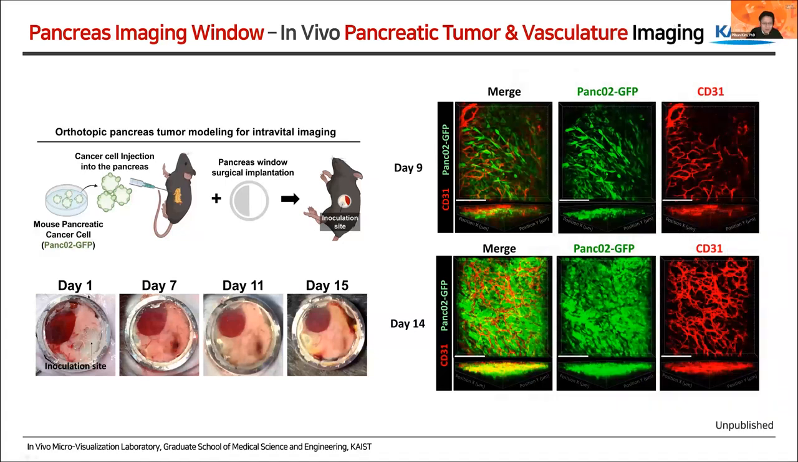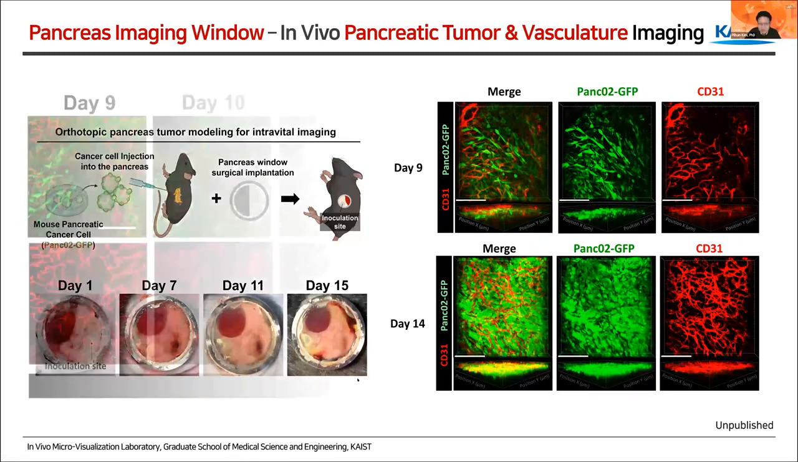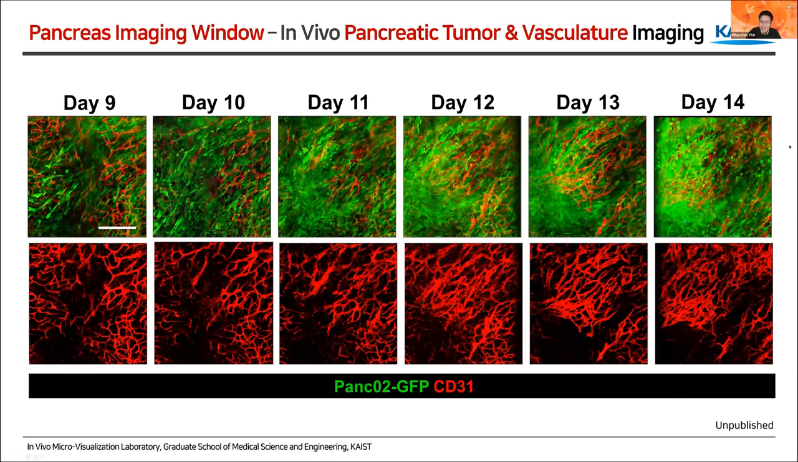So this is one representative data. We implant this abdominal imaging window for the pancreas, and then we inject the pancreatic cancer cell, PANC02 GFP. And then we can see this is the same area at day 9 and day 14. So you can see the active proliferation of these GFP-expressing pancreatic cancer cells, also a change of the blood vessel. Well, actually, we can monitor every day. So from day 9 to day 14, you can see the very dramatic increased proliferation of these cancer cells, and also vessel changes.